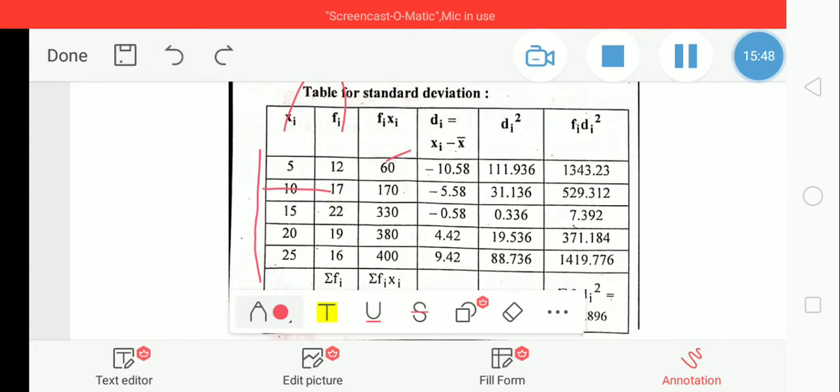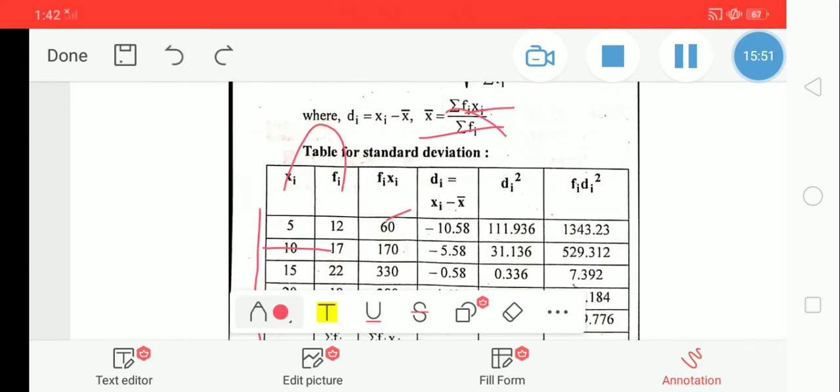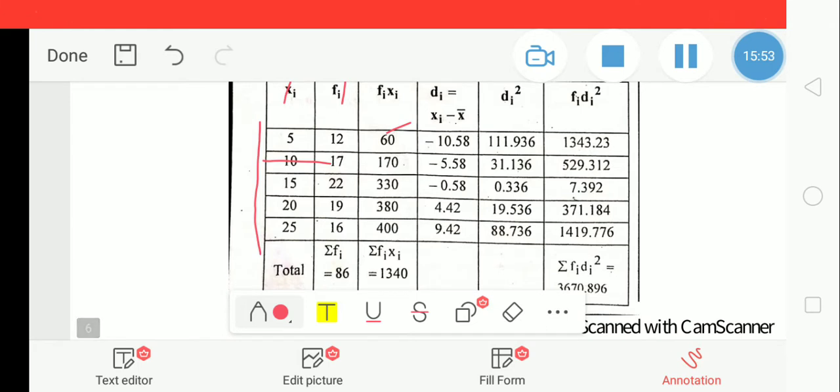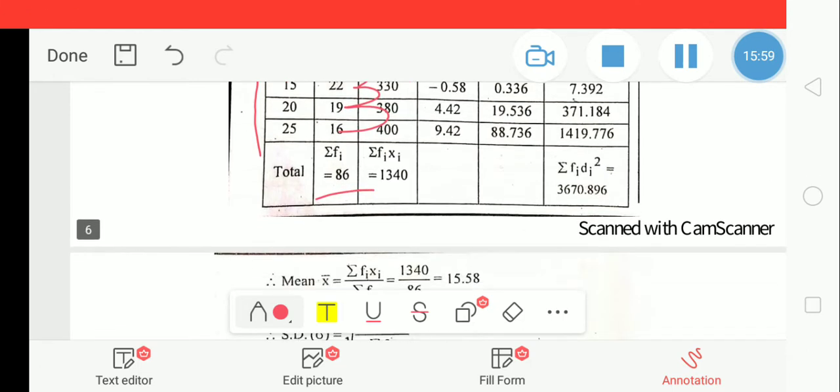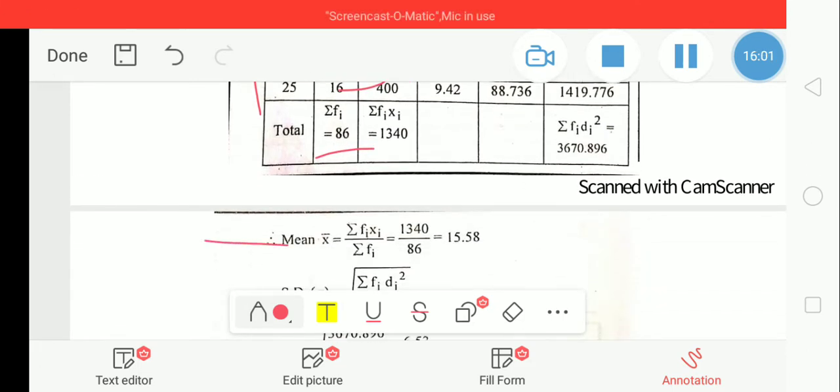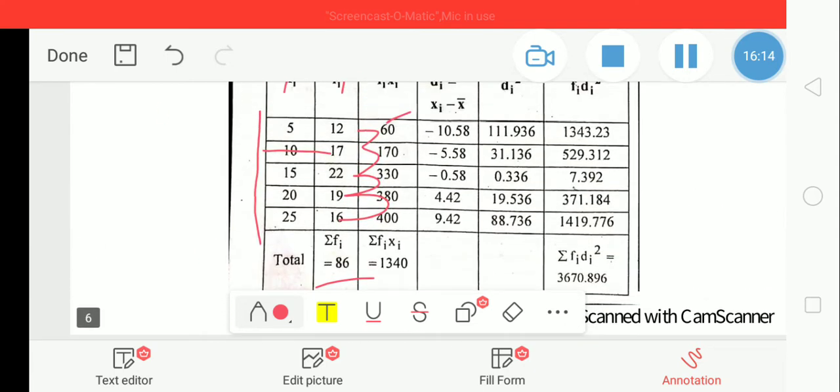Now finding here, here also we want summation of Fi. So 12 plus 17 plus 22 plus 19 plus 16, so they give 86. Now mean is equal to x bar is equal to summation of Fi xi divided by summation of Fi, means 1340 divided by 86, they give 15.58. That is x bar, means mean.